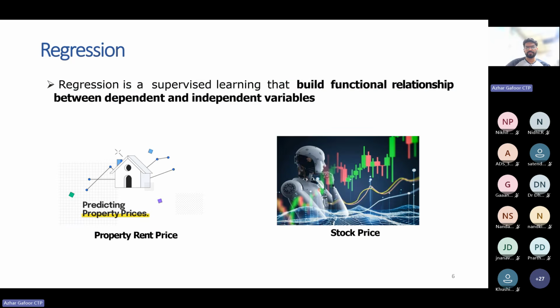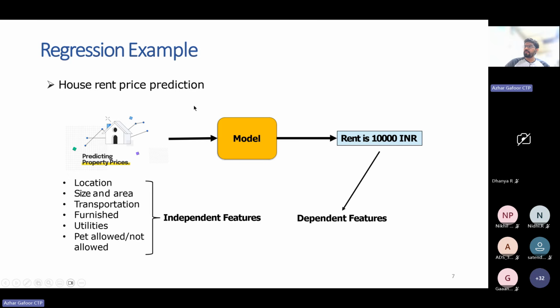So first, let's look at the regression problem. A regression problem is supervised learning that builds a functional relationship between dependent and independent variables. Two such problems which are very common are predicting the property price, or predicting stock prices. All right, so let's take predicting property price as our model.